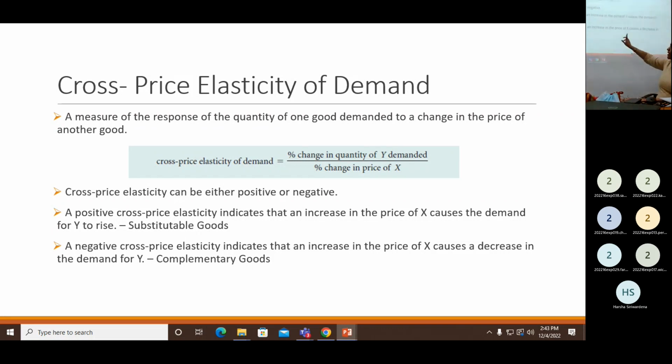Then also there can be a negative cross-price elasticity. That indicates that an increase in price of X causes a decrease in demand for Y. Price of X increases, demand for Y decreases as a result. In what situations can that happen? Complementary goods. What are complementary goods?